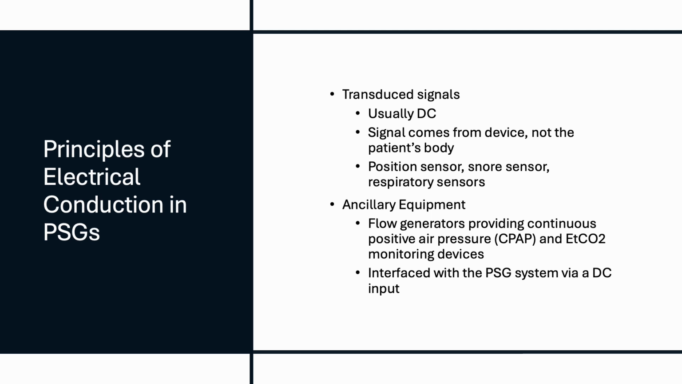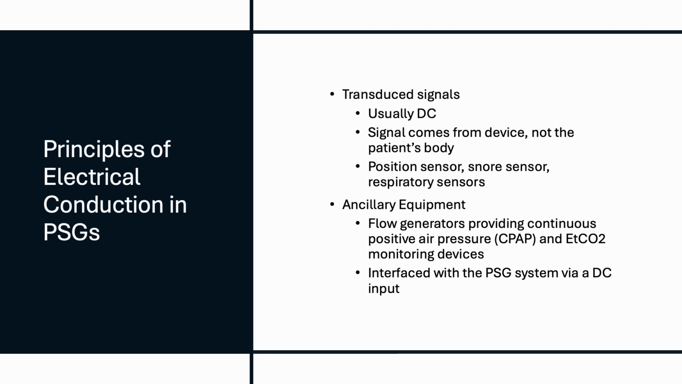Usually, transduced signals work with DC power. The electrical signal that we record comes from the device with the transducer, not the patient. For example, when a patient snores, we use a microphone or snore sensor to record the vibrations. Snoring in itself is a sound. It's not an electrical stimulus. It's a byproduct of the tissue collapsing in the airway.